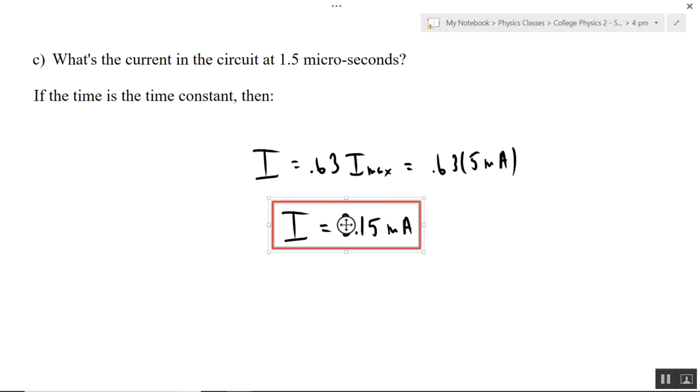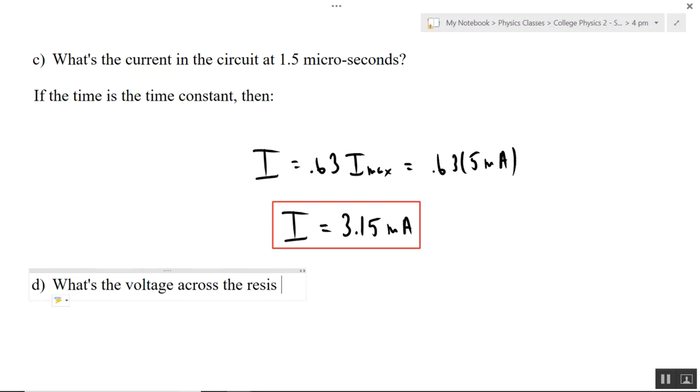But this only works if you're at the time constant. So the next question is, what if you're not at the time constant? So we're going to do something related to that. The question is, what's the voltage across the capacitor? Oh, sorry, resistor is what I meant to say. There is no capacitor. At 2 microseconds.